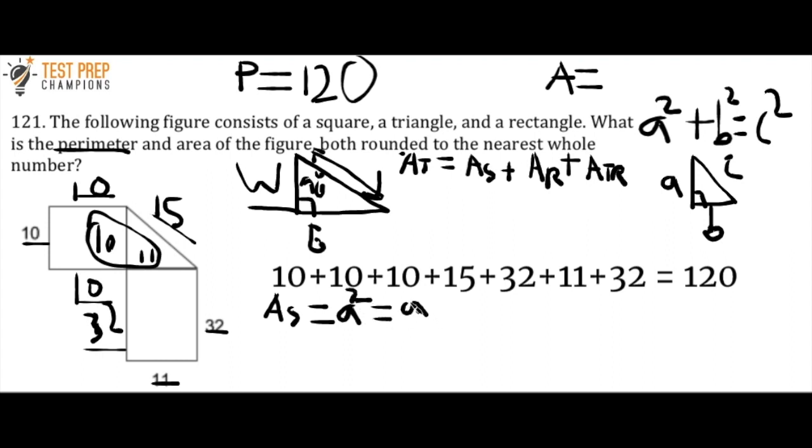So let's call any side of the square length a, because every side of the square is the same length. So we could say a squared, or a times a, is going to give us the area of the square. To do that calculation, we would just do 10 times 10, and 10 times 10 is 100.